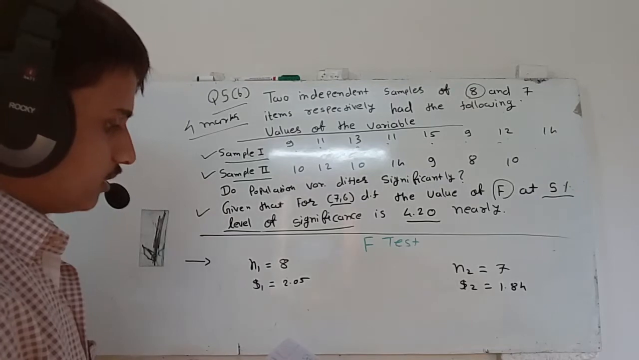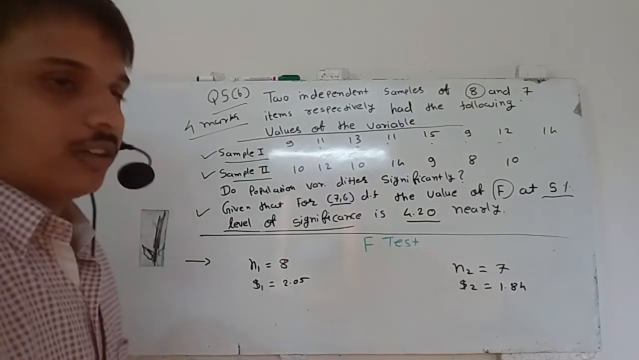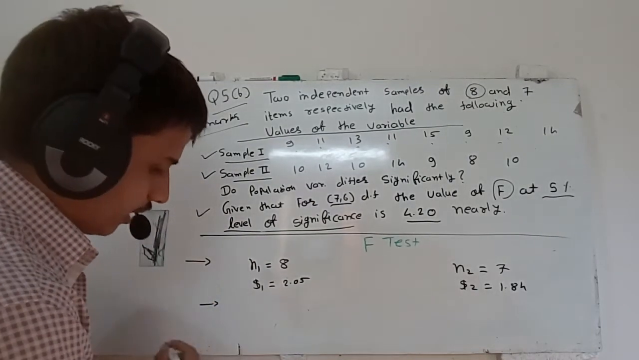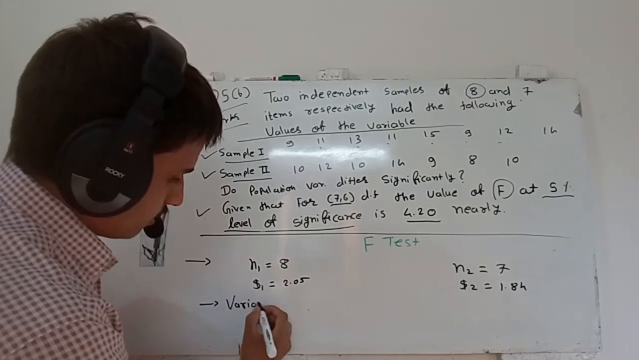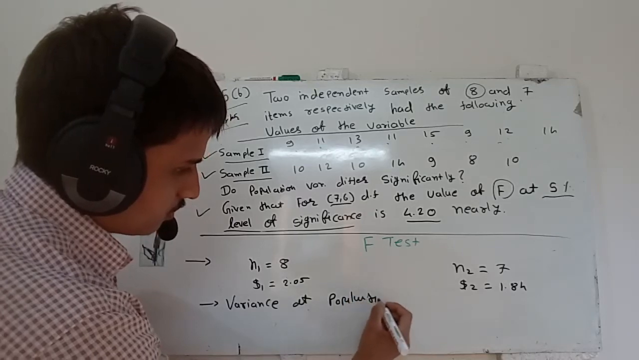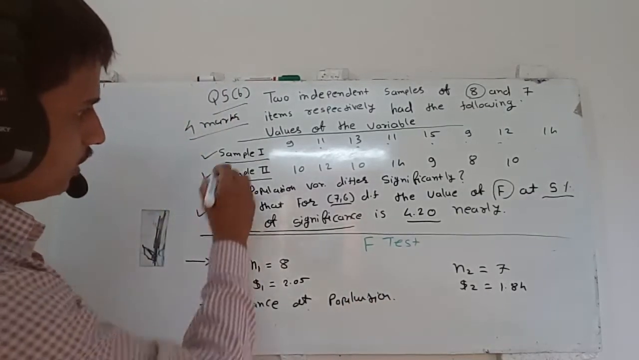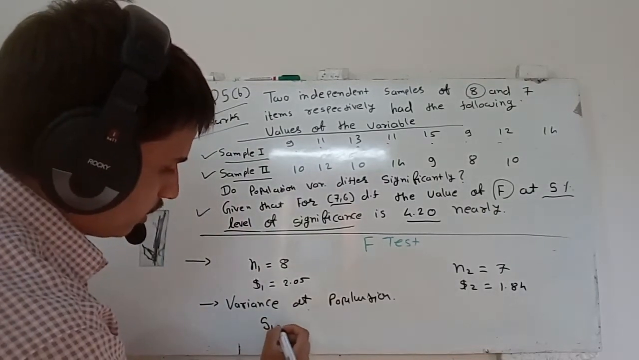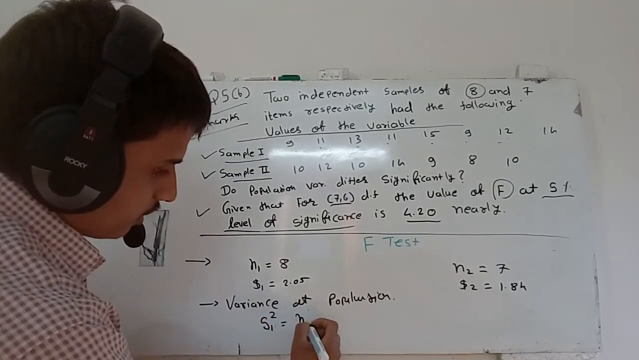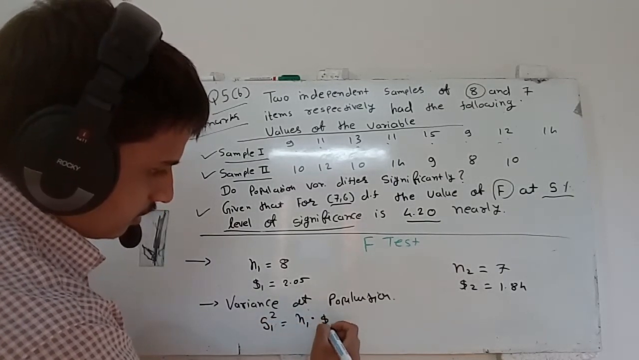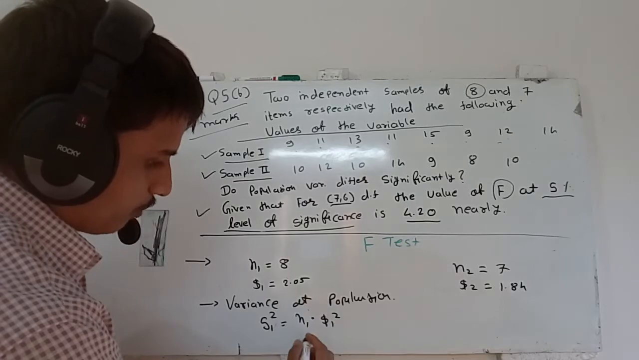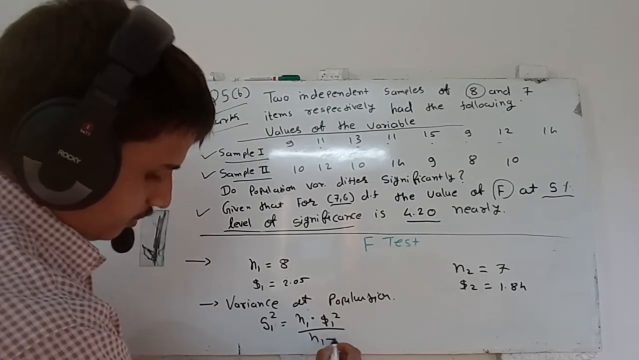Now after finding standard deviation of samples, we will calculate variance of population. So it is denoted as, let us write, variance of population. So for population 1, that is sample 1, variance of population, now you have to remember this equation. S1 square is equal to N1 times square of the standard deviation, that is sample variance of sample 1, divided by N1 minus 1.